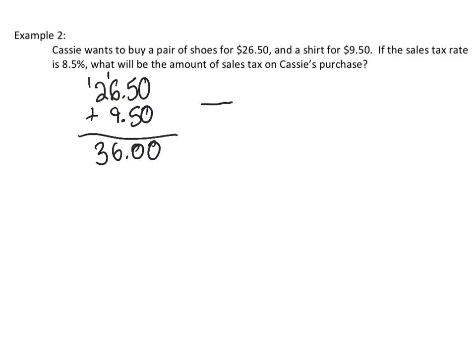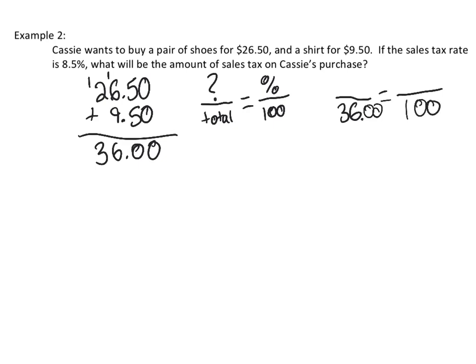Now we can set up our proportion. Again, it's the percent over 100, the total on the bottom, and the question mark up top. So let's fill in what we know. We know she's spending a total of $36. And we can put decimals since it's money. We know the hundred's always down here, and the percent is 8.5, as stated in the problem. Now we're going to cross multiply. So we have $36 multiplied by 8.5.